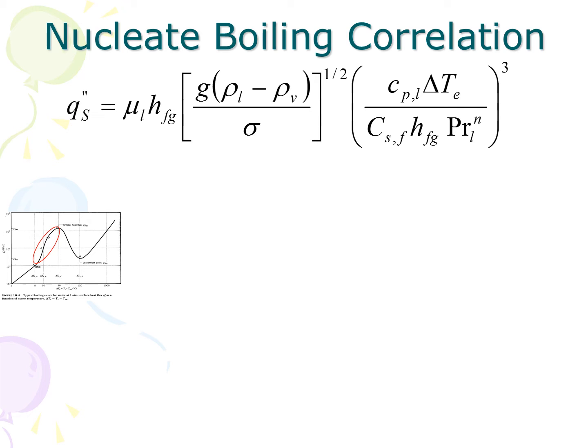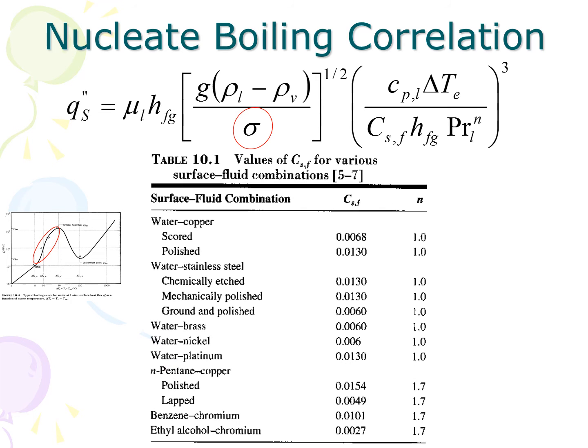In this case, you can use the nucleate boiling correlation shown on this slide here. In the equation, sigma is the surface tension of the boiling fluid, and not the Stefan-Boltzmann constant. Also, in the equation, C_sf and n are obtained from table 10.1 for the appropriate surface-fluid combination. Q double dash can be calculated directly without using Newton's law of cooling.